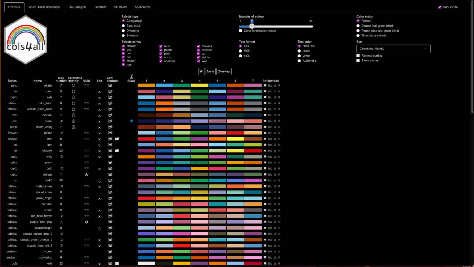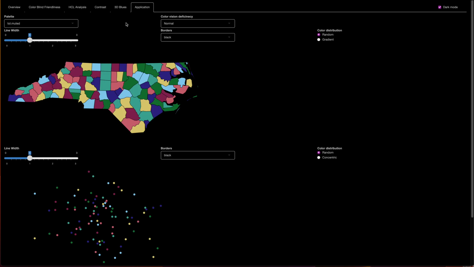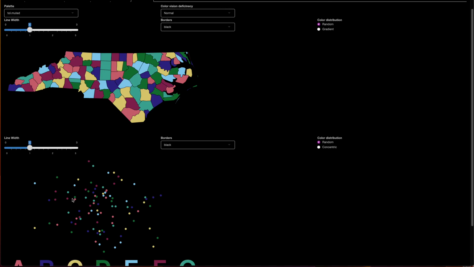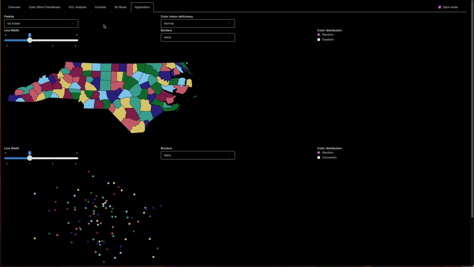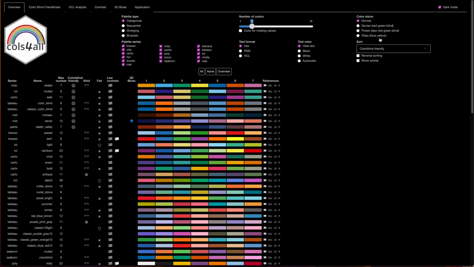So if there's an indication of 3D blues, then it means that there are color palettes with pure blues. So this is the application. You can play around with either choropleth or dot maps, text plots. So, well, that's it.